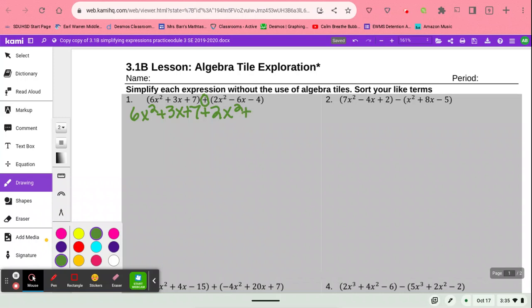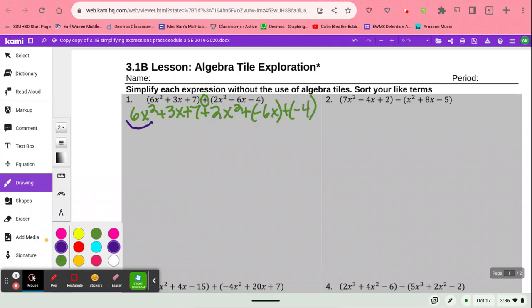I'm going to rewrite my subtraction as addition using the definition of subtraction. So minus 6x is plus negative 6x plus negative 4. And again, those parentheses, we don't need them, but I'm just writing them there so that we can clearly see. So now I'm going to take a moment to sort my like terms.